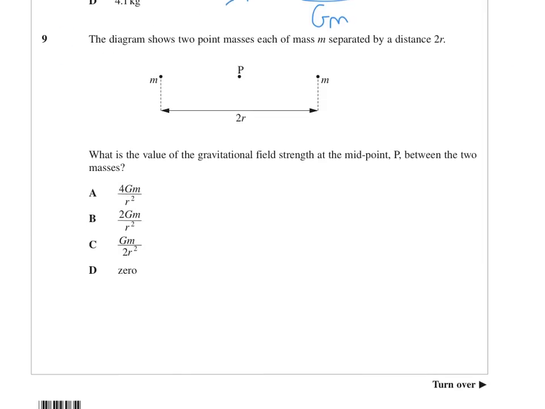Okay, so we are on number 9. Diagram shows 2 point masses, both m, separated by a distance of 2r. What is the value of the gravitational field strength at the midpoint between the two masses? So if we think about this one, the field strength is going to be acting that way, this one, the field strength is going to be acting that way. Field strength is a vector, so they obey the laws of vector addition. So since they're equal mass and they're equal distance, that's just going to mean they cancel out, giving you 0.